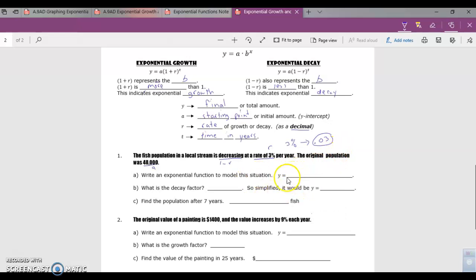So y equals, plug in your a value. In this case, it's 48,000.